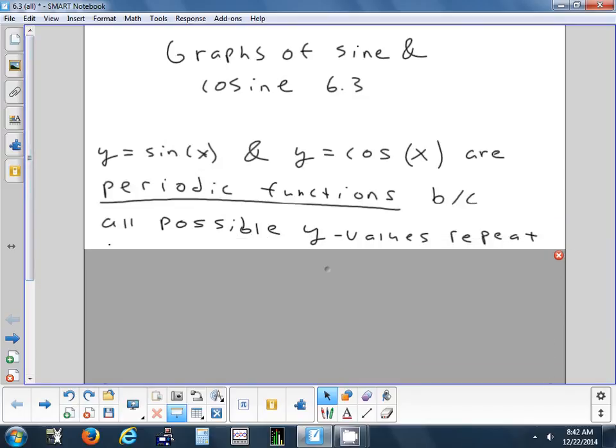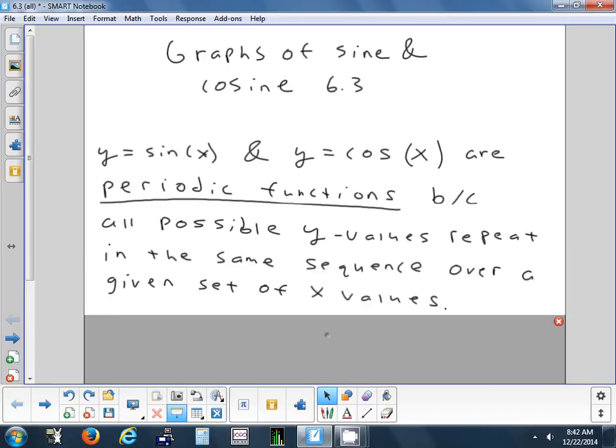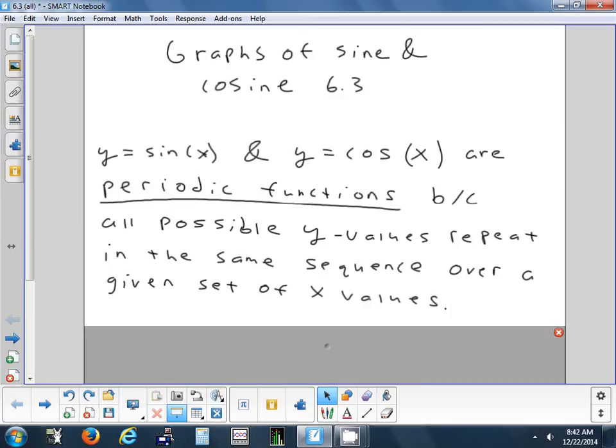Okay, so sine and cosine are what you call periodic functions. What a periodic function is, it repeats. The y values start to repeat themselves over a certain interval. I guess you could say they repeat in the same sequence over a range of x values. Let me show you an example.